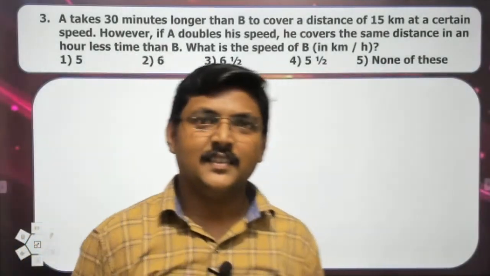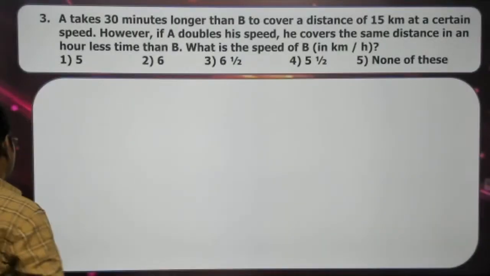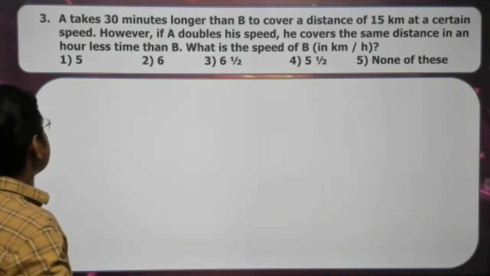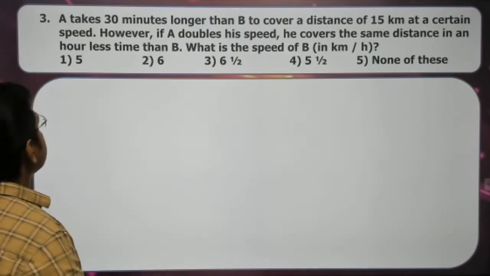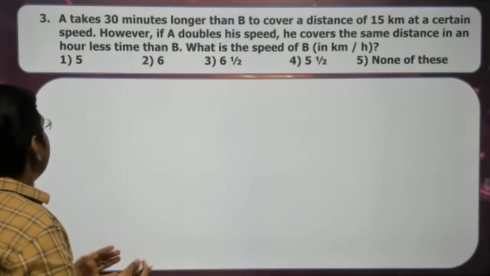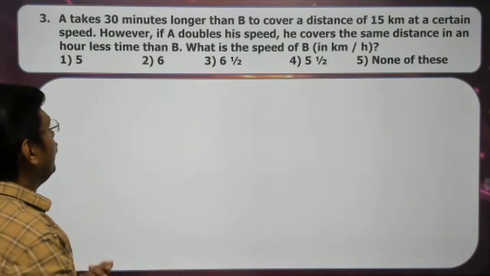So I am solving this. Good question. Very easy question to find. Listen carefully. I am reading the question. A takes 30 minutes longer than B to cover a distance of 15 km at a certain speed. However, if A doubles his speed, he covers the same distance in an hour less than the time taken by B. What is the speed of B?